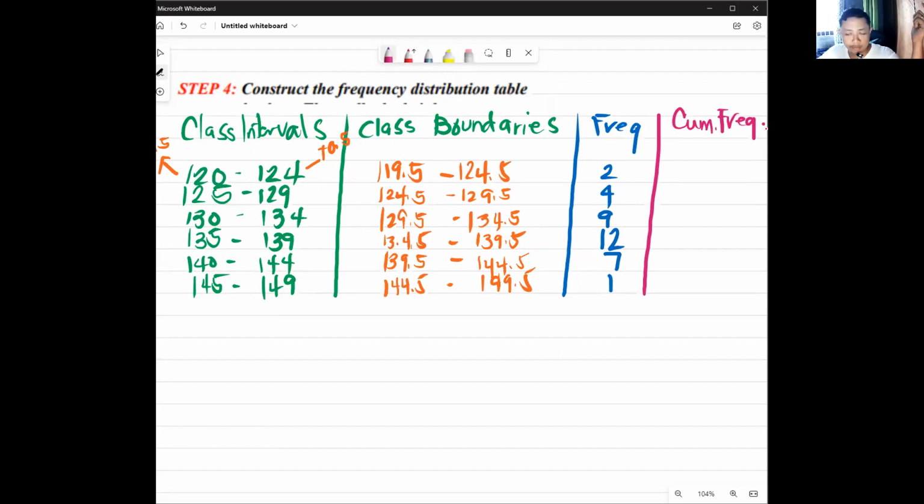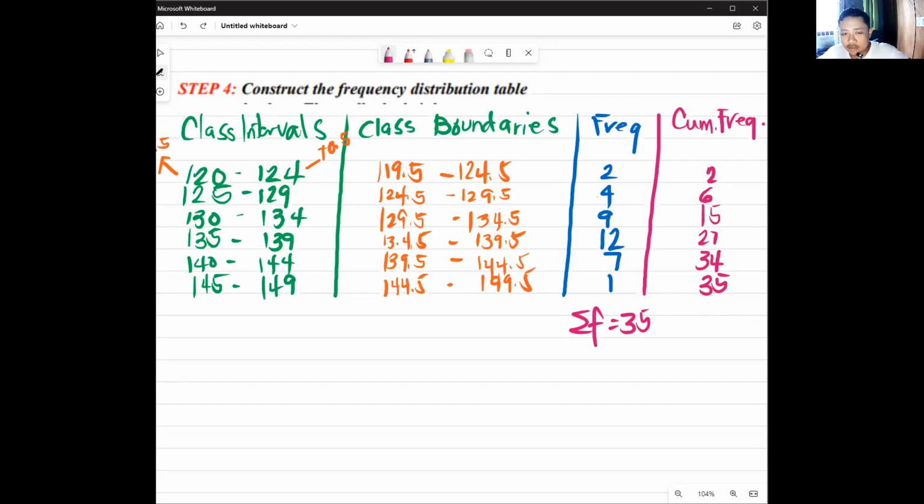So 2 plus 2. So we will start with 2. 2 plus 4, 6. 6 plus 9, 15. 15 plus 12, 27. 27 plus 7, that's 34. And then 34 plus 1, 35. So exacto. Since our summation of our frequency is 35 and nag-match siya doon, ibig sabihin, we were able to tally our data correctly. Ngayon, kapag hindi sila nag-tally, well, then you have to double check your entries.